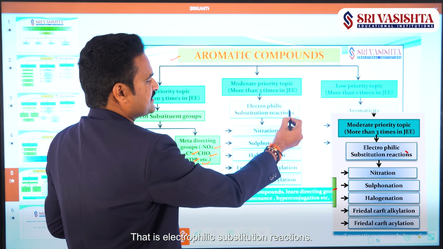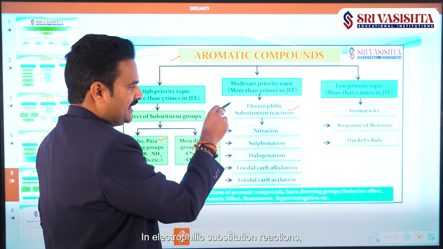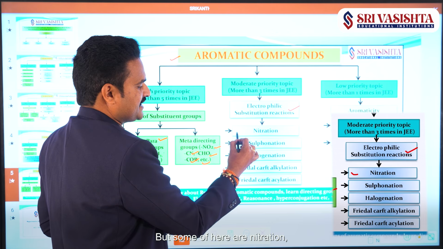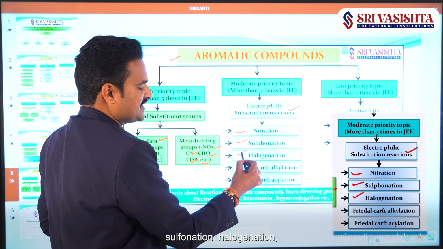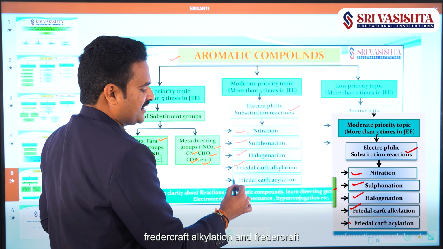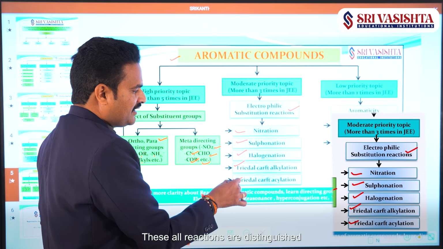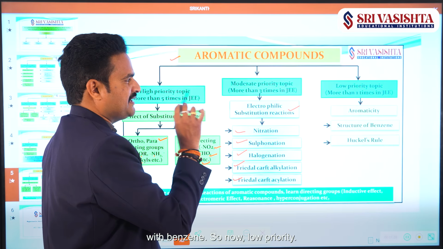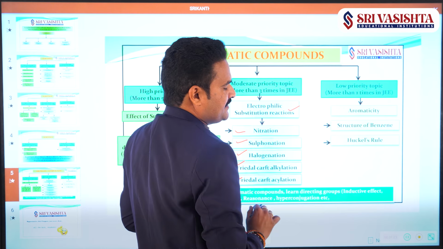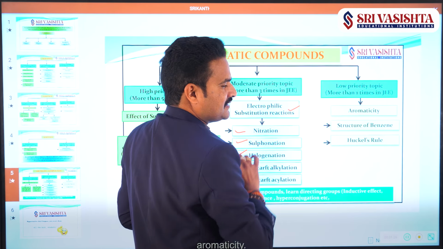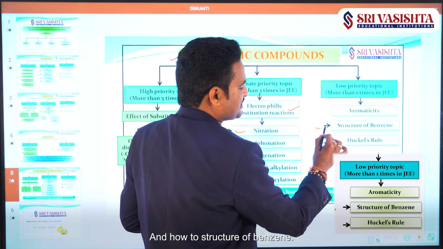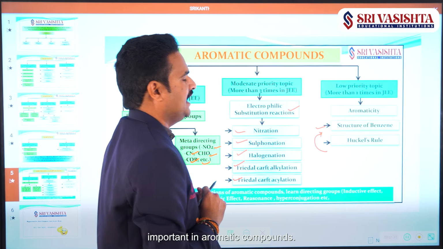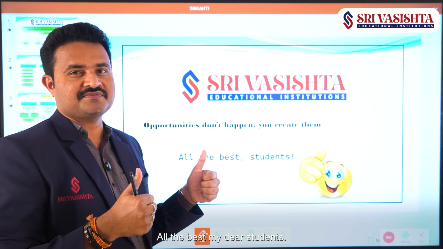Next, moderate priority topics are very simple: electrophilic substitution reactions. In electrophilic substitution there are N number of reactions, but some of them are nitration, sulfonation, halogenation, Friedel-Crafts alkylation and Friedel-Crafts acylation. These reactions are distinguished based on the reagent reacted with benzene. Low priority topics are aromaticity, the structure of benzene, and the Huckel rule, which is very important in aromatic compounds. All the best, my dear students.